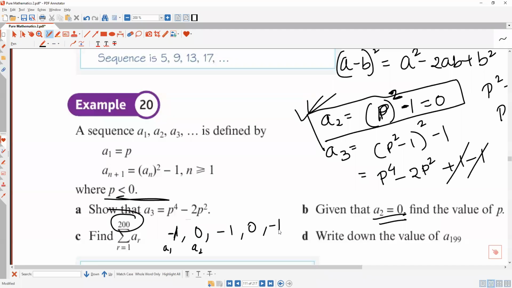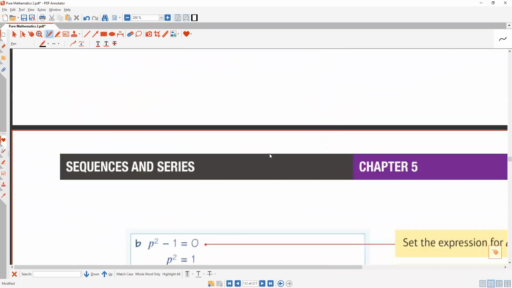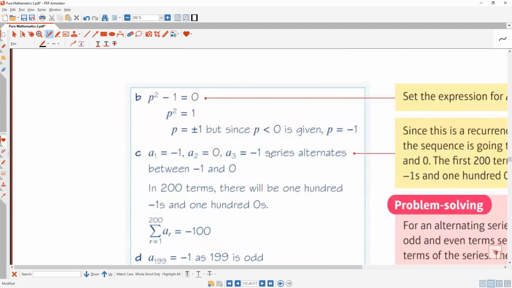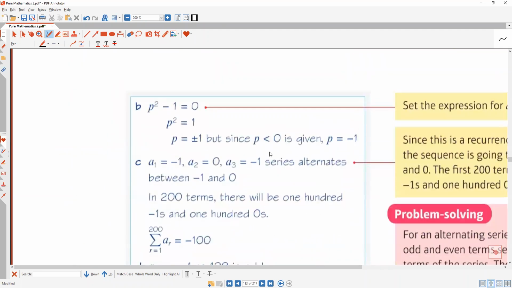All of you got this? So how do you know minus 1? Because look, out of the 200 values, every alternate value comes as 0 and every alternate value comes as minus 1. So if you have 200 values in total, 100 of them will be minus 1 and 100 of them will be 0. Okay? So what's your total here? Minus 100. Why? What is 100 into 0? 0. There you go. Let's see the C part. Check what they wrote. The answer is minus 100.